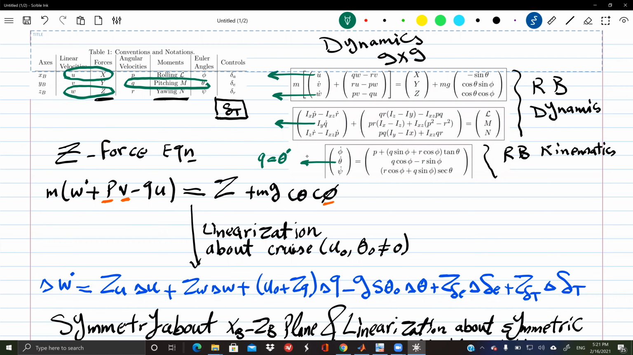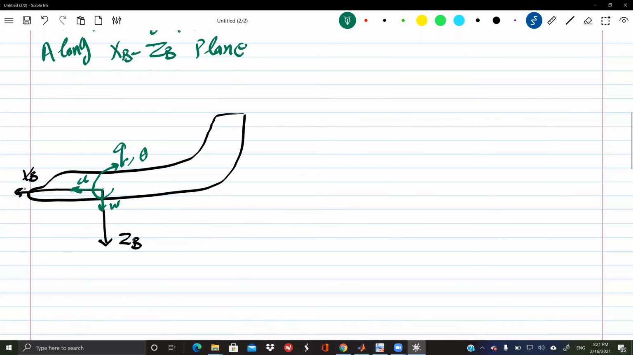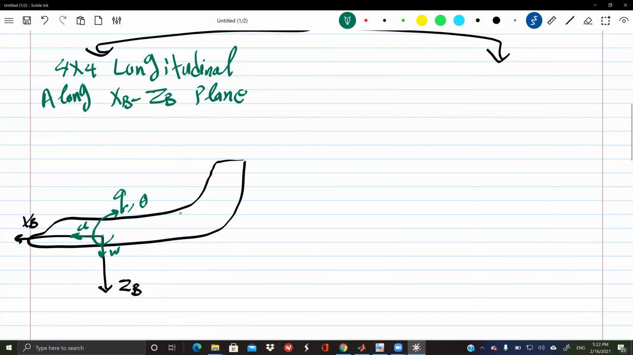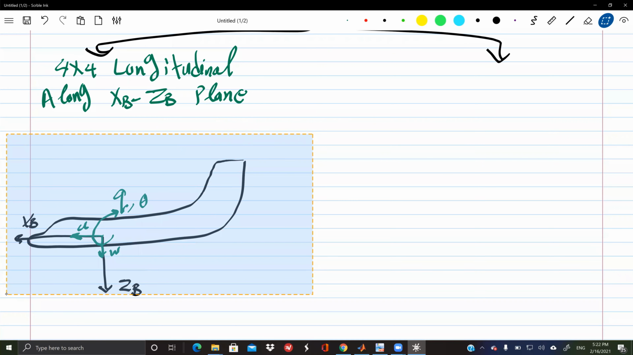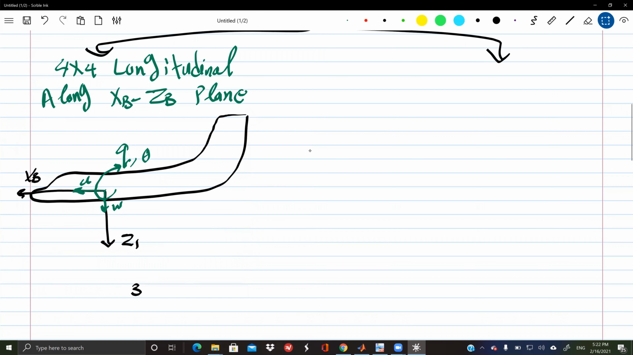What is longitudinal motion? It's motion along the plane of symmetry of the airplane. Like here, cruise, for example, any motion that includes these variables only. So cruise, takeoff, landing, climb, descent, but not roll and yaw, right? Not turn, because turn will get you out of that plane. Any question about that?